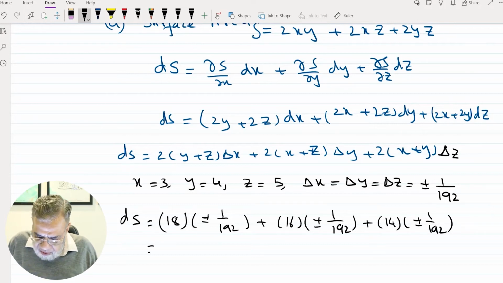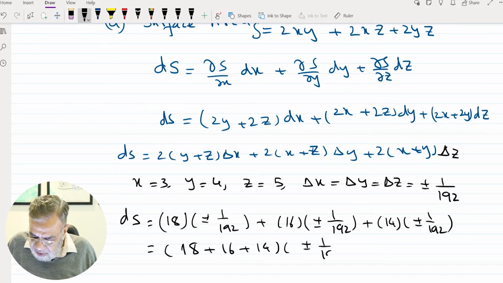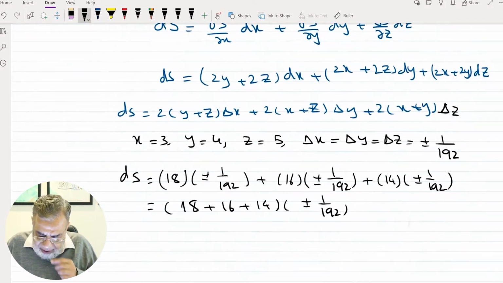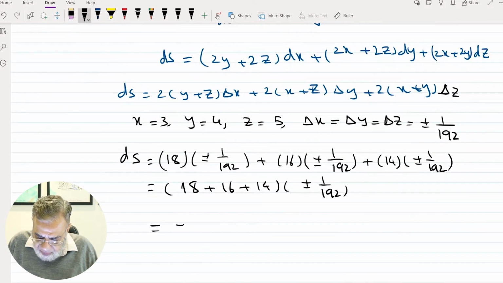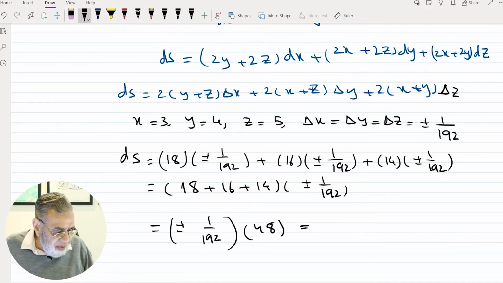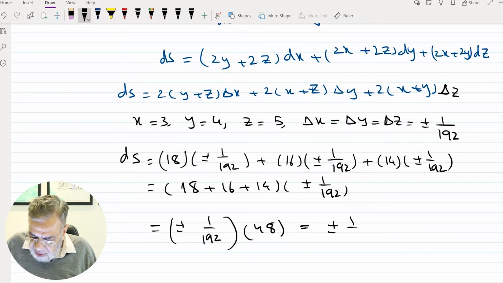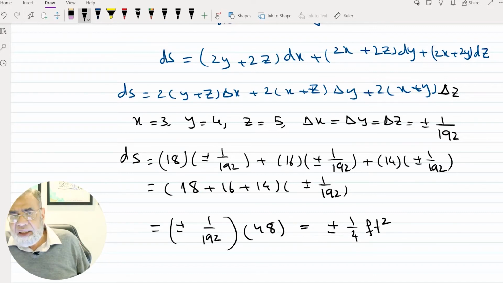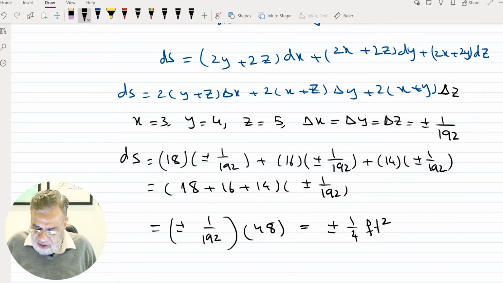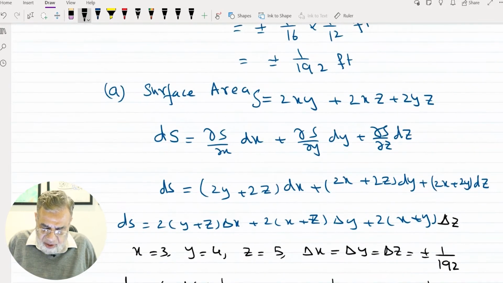So we take 1/192 common. We have 18 plus 16 plus 14 into plus minus 1/192. So 16 plus 18 plus 14 is 48. We have plus minus 1/192 multiplied by 48. When we simplify this, we get plus minus 1/4 feet square. So the units: length is in feet, surface area in square, and volume in cube. So this is the answer of part A.